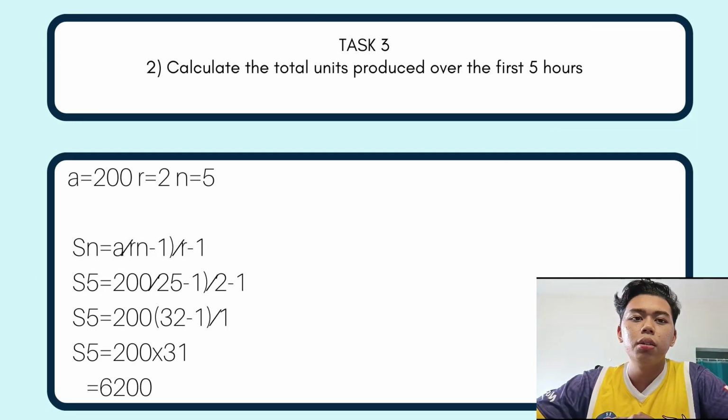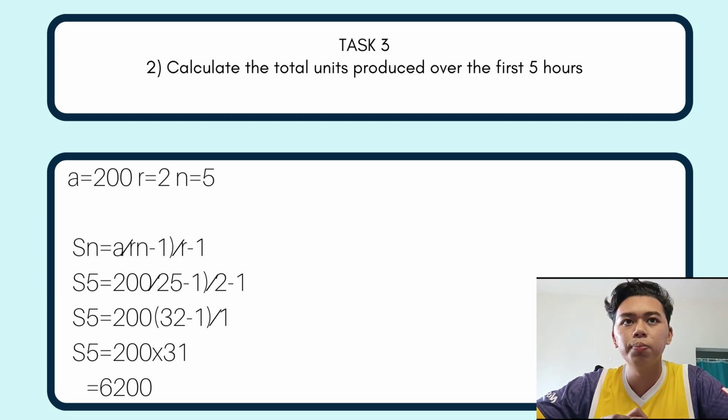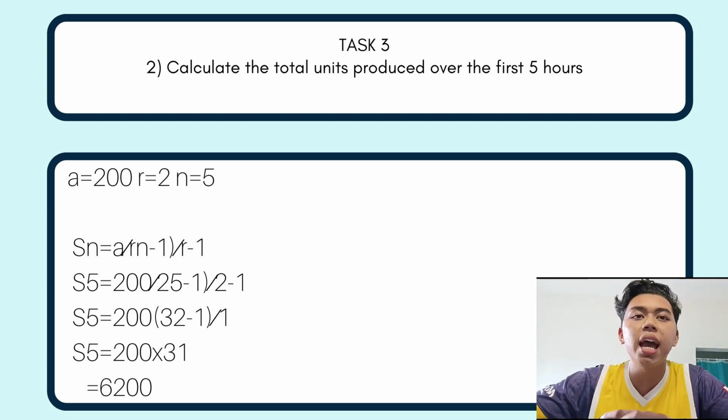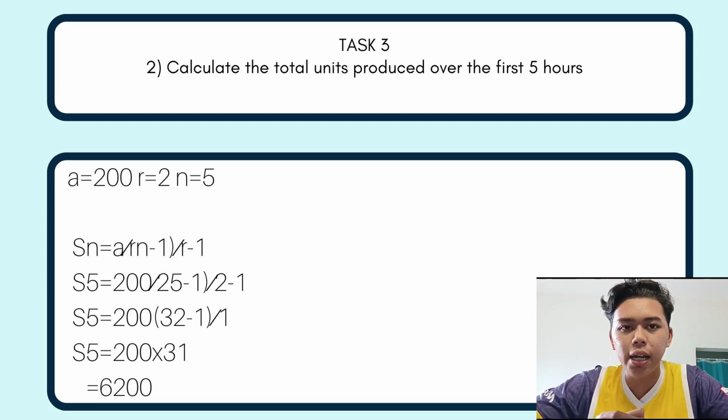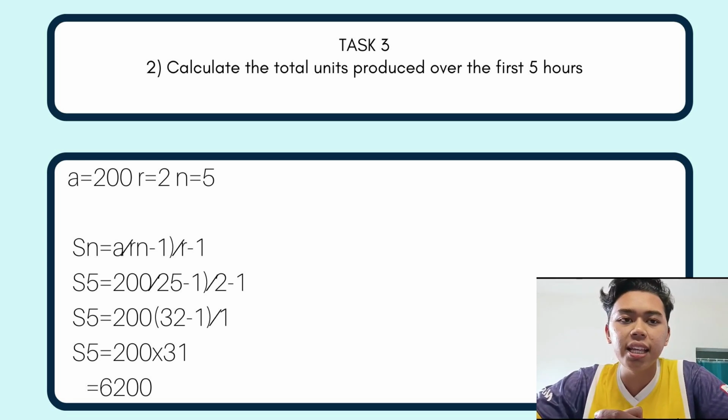That is question number 2. Calculate the total units produced over the first 5 hours. The second method uses the sum formula for a geometric sequence, Sn equals a multiplied by r power n minus 1, divided by r minus 1, where a is the first term, r is the common ratio, and n is the number of terms. In question 2, a is 200, r is 2, and n is 5.